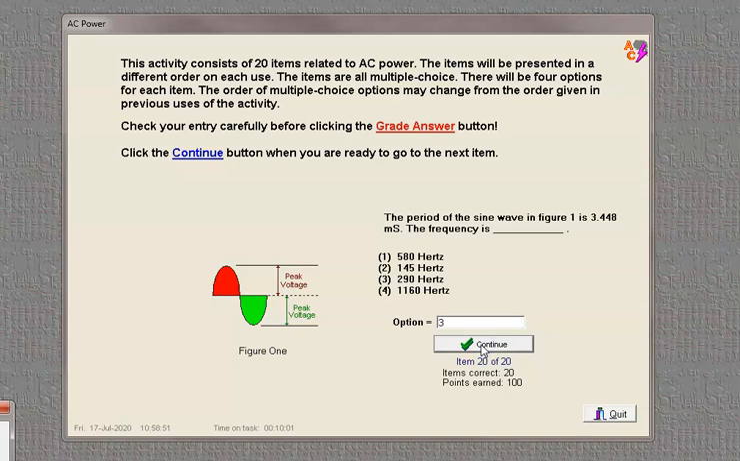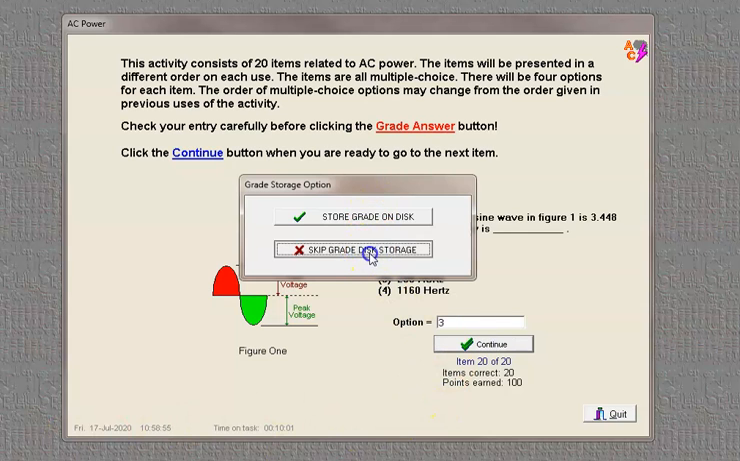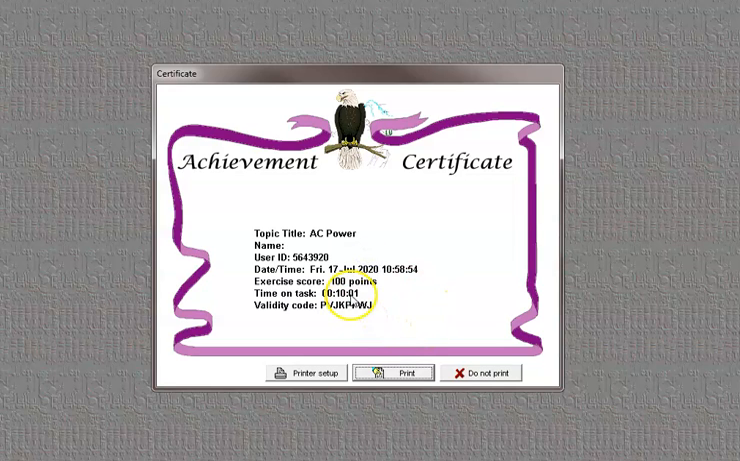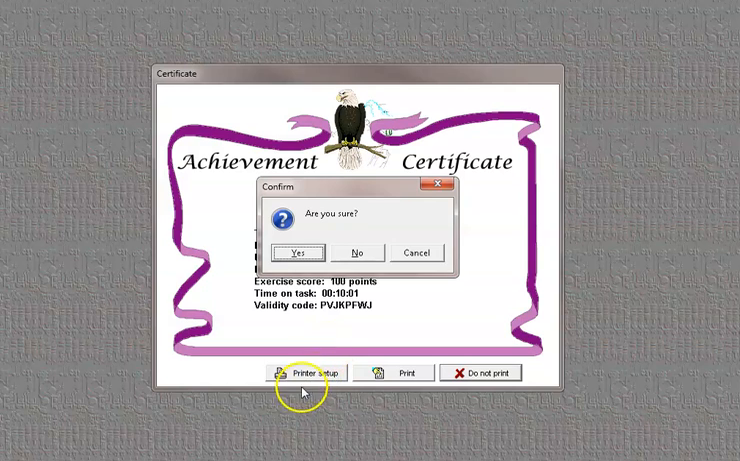And it's correct. We can go ahead and skip the disk storage. We got 100 points. Awesome. So do not print. We're all done. Hopefully that will help you as you work your way through the AC power module. Later.